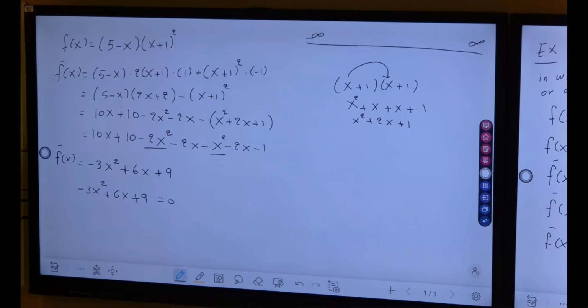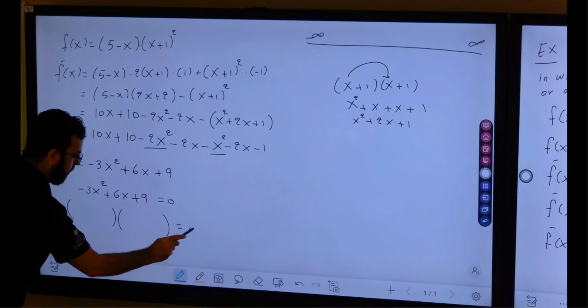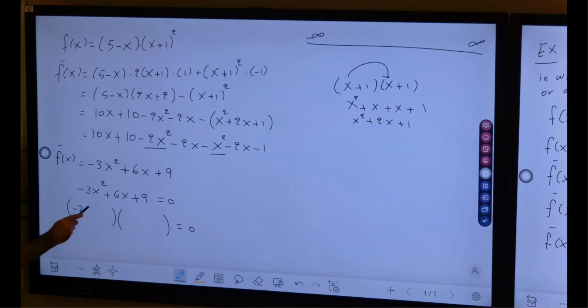Got the negative 3x squared. That's when you're gonna open two parentheses, equals 0. So I'm gonna put negative 3x here, and x here. What about the 9? How many options do you have for the 9? You're gonna use 1 and 9, 3 times 3, right? That means 2 options. So I'm gonna start with 1, 9. If I put 1 here, I put 9 here and 1 here. Put positive here and negative here.